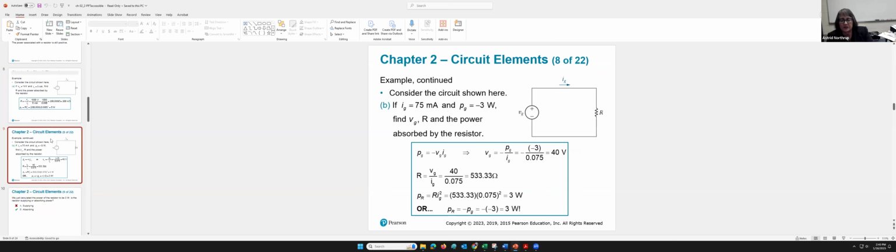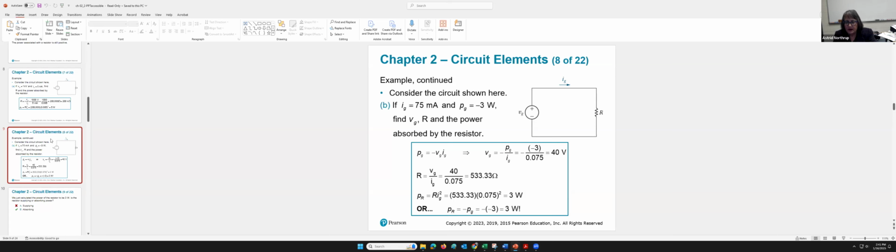All right, here's another simple circuit: an independent voltage source, a current, and a resistor. We're given a value of the power, which is negative 3 watts, and we are given an amperage of 75 milliamps. We want to find voltage and we want to find resistance. All right, so what do we find first of all? Well, V is calculated as the negative power over I based on the first equation.